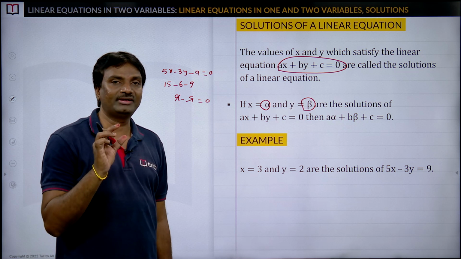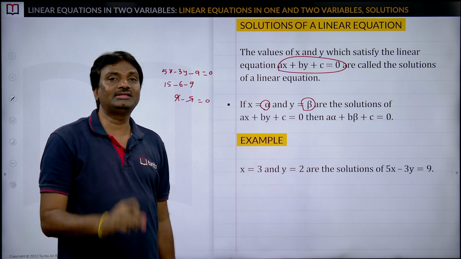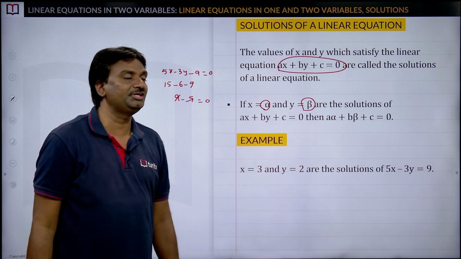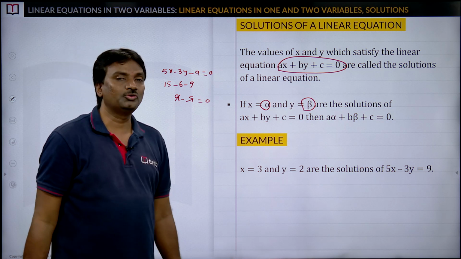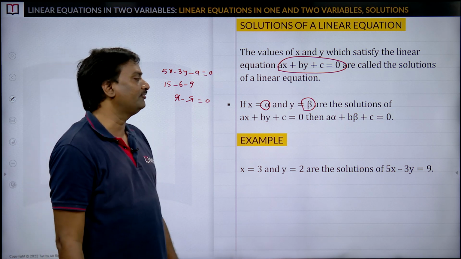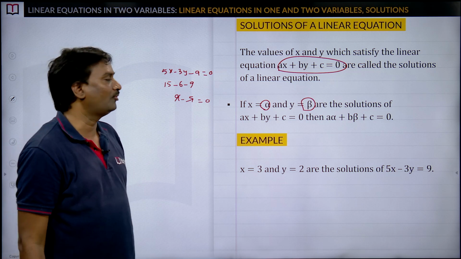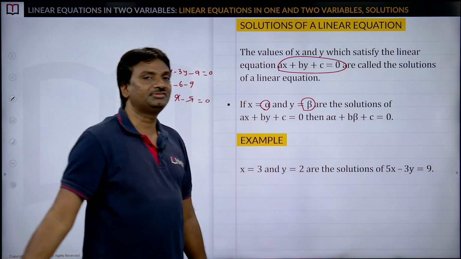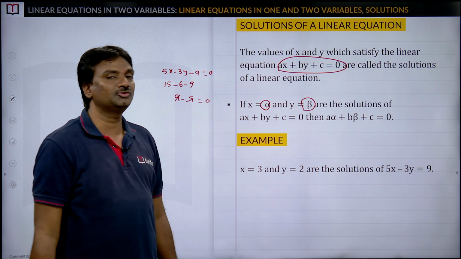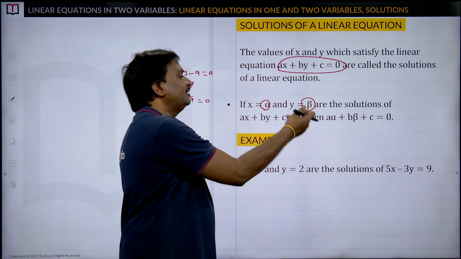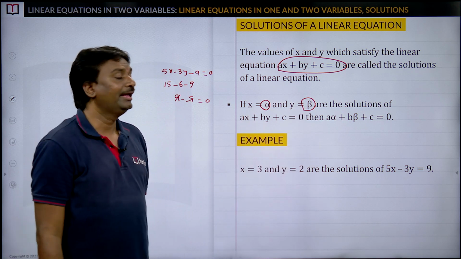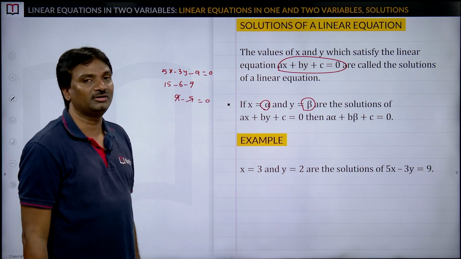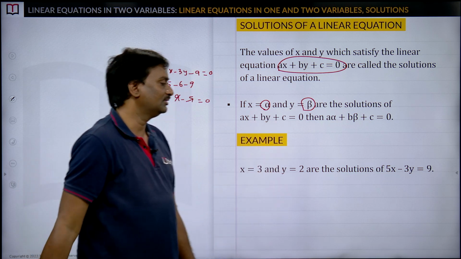So, the values of x and y satisfying the linear equation ax plus by plus c equal to 0 are called the solutions or roots of the linear equation. If we suppose that x equal to alpha, y equal to beta are the solutions of ax plus by plus c equal to 0, then we can write a alpha plus b beta plus c equal to 0. So, this is the example. Come on, next.